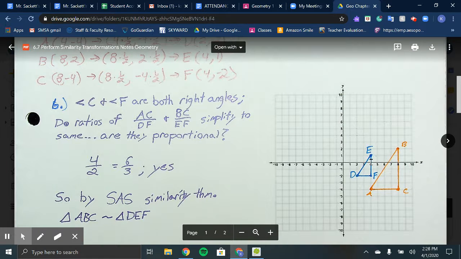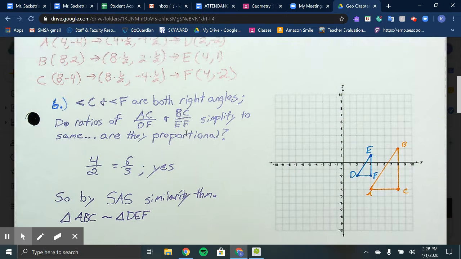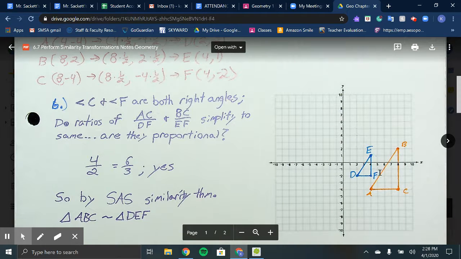But in this case, what we're going to look at is just angle C and angle F. I know angle F and angle C are both right angles because I can tell that looking at the graph. So then what we need to check are the sides to see if those simplify to the same ratio or are proportional. So what I did is took AC over DF, AC being the bottom, DF being the bottom, and BC over EF, the right-hand side and the right-hand side.